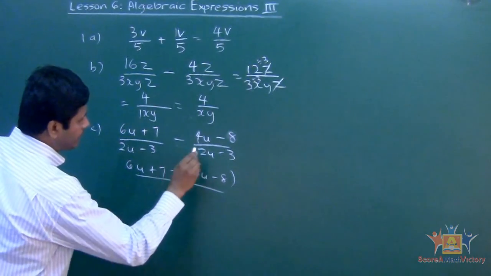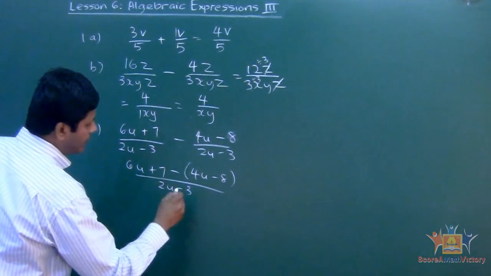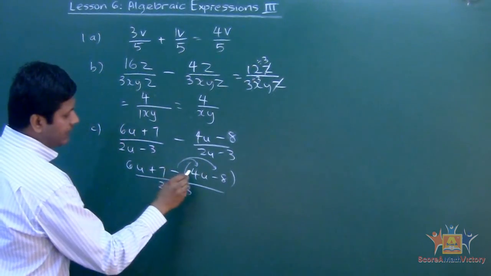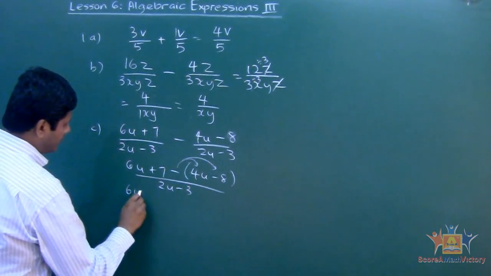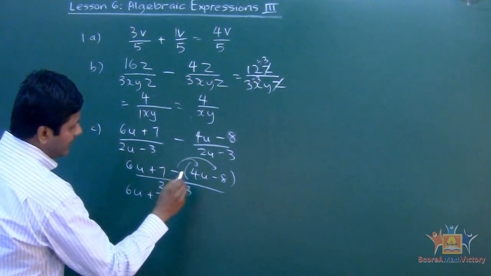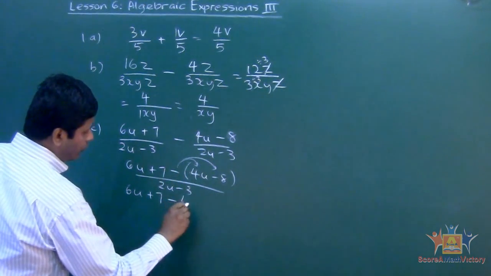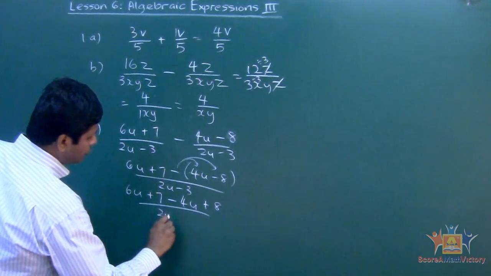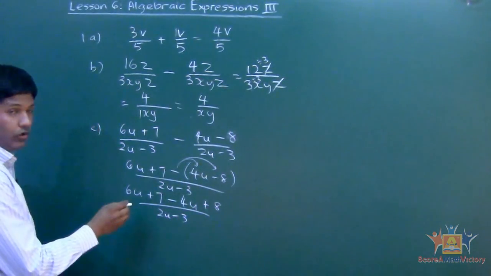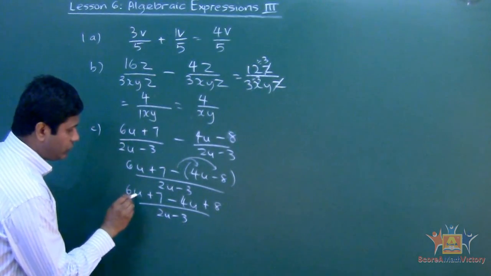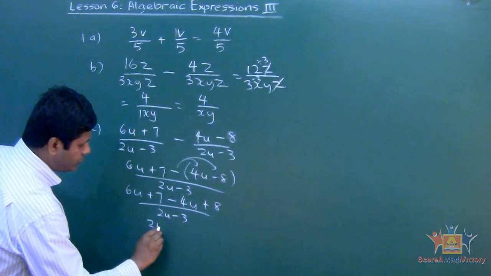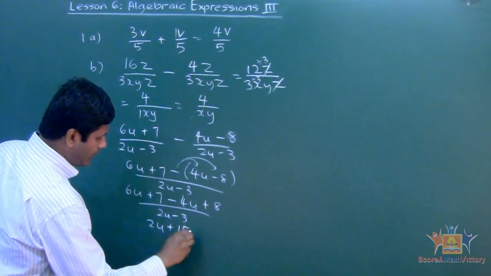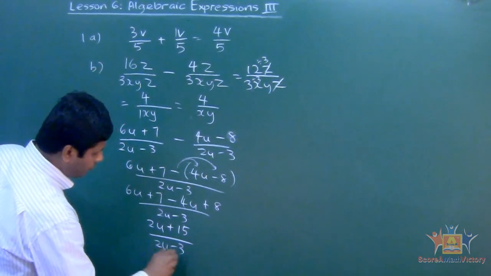When you combine them, make sure you put the bracket. Very important. Because we're going to distribute the negative. Negative and positive becomes negative. So let's rewrite: 6u plus 7, negative and negative is positive, negative 4u, negative and negative is positive 8, over 2u minus 3. Now look for the same terms. 6u minus 4u is 2u. 7 plus 8 is 15, so plus 15, over 2u minus 3.